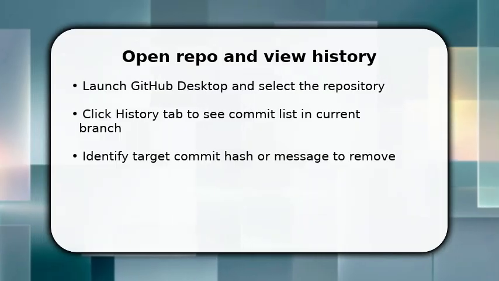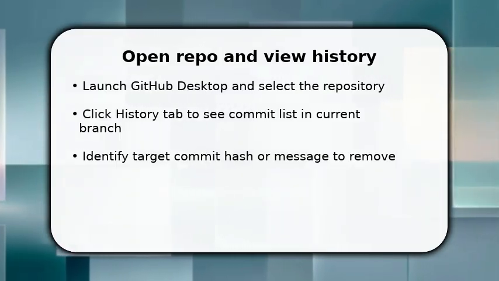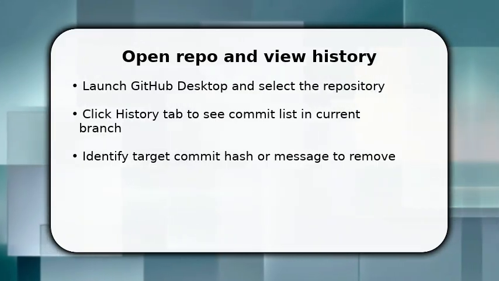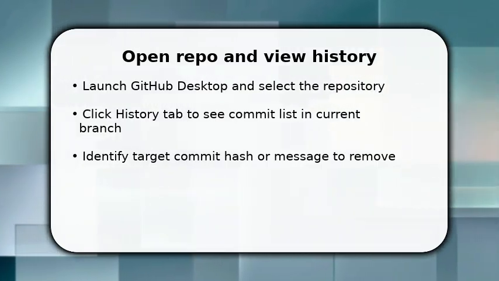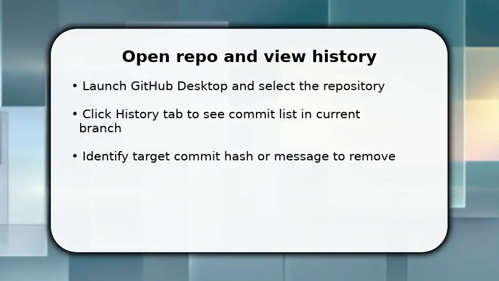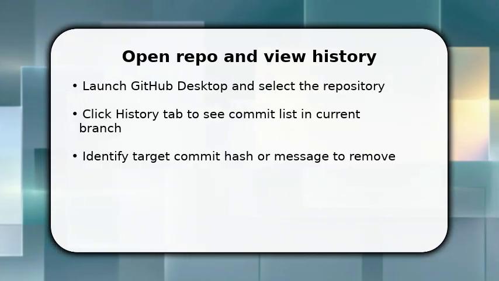You start by opening GitHub Desktop and selecting the repository you want to change. Once done, switch to the History tab so you can inspect commits in your current branch. This gives you context on what to remove and why. Make sure to note the commit message or hash for the exact entry.